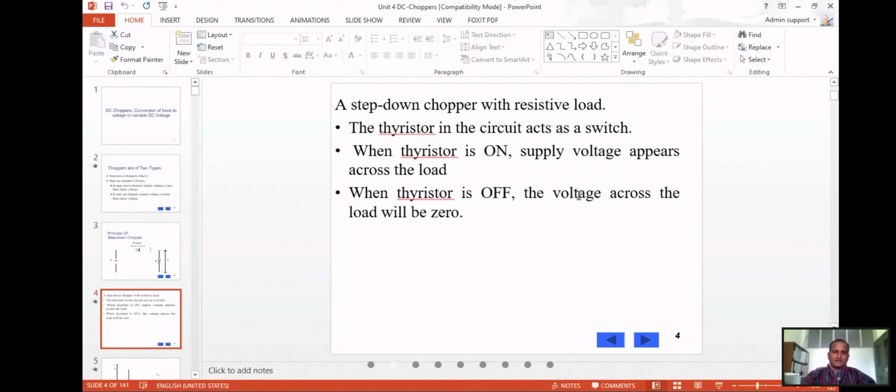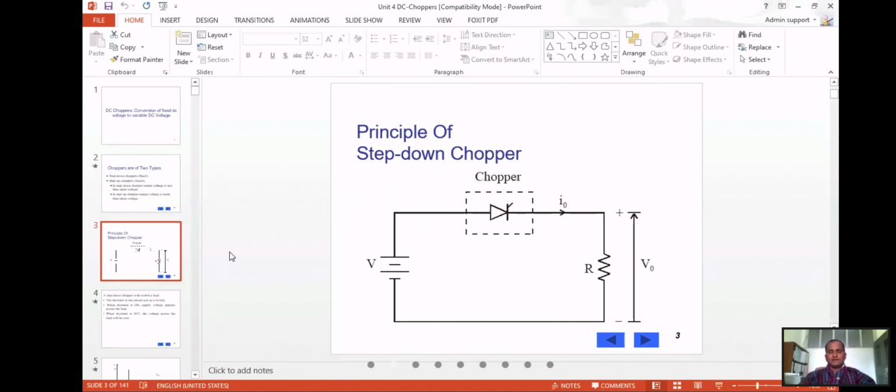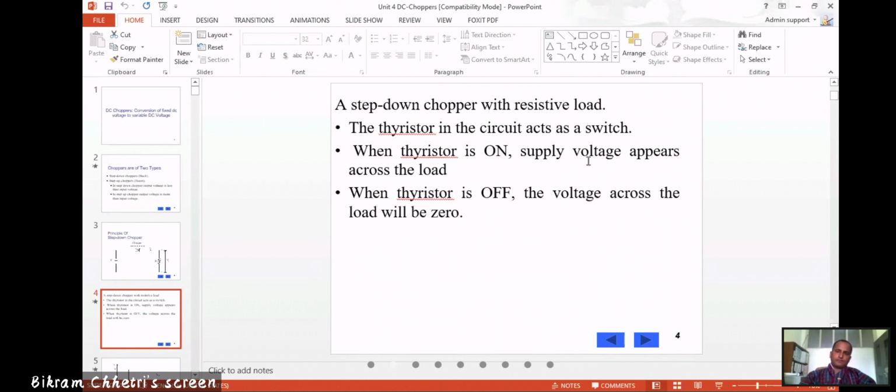So it is as simple as this. You have seen similar types of circuit even in other cases. Your source is a DC, so you need to have a variable DC output. This SCR acts as a chopper, meaning at what instant you are triggering this. When the SCR is conducting, meaning the switch is on, the source voltage will be across the load. So source supply voltage appears across the load. When it is off, the voltage across the load will be 0.